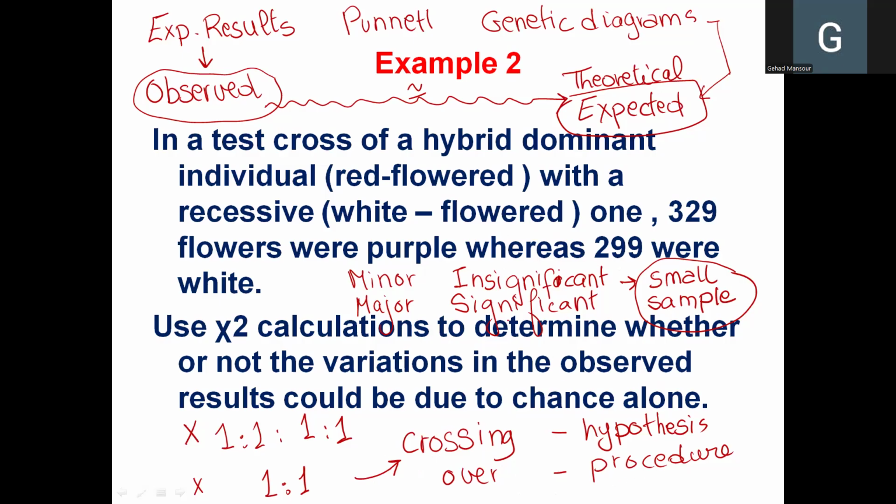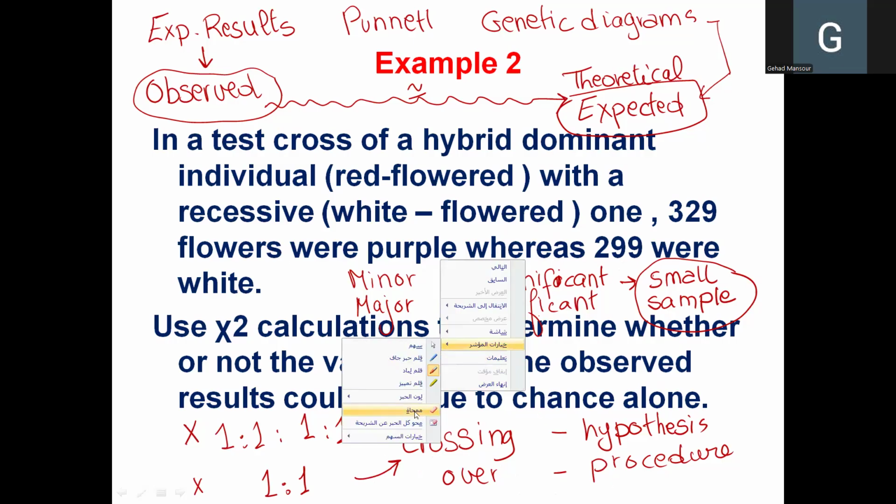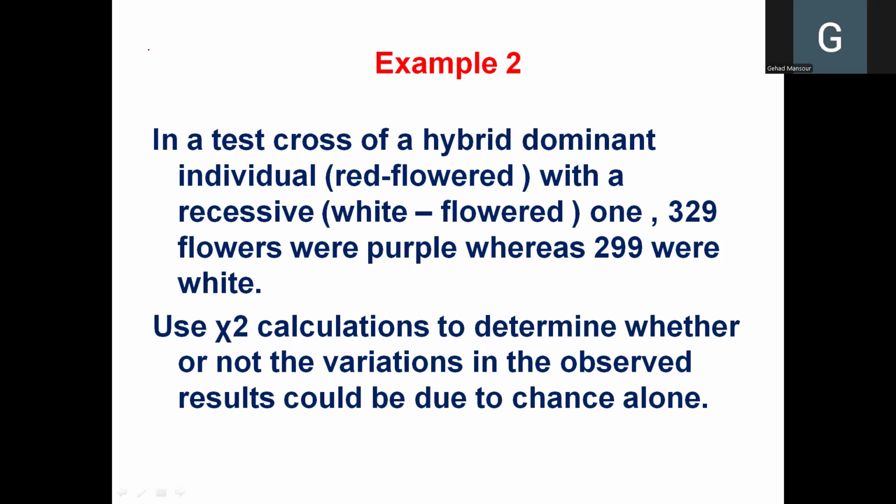Who will decide, or what exactly will decide whether the difference between the expected and observed results is significant or insignificant? It is the chi-square value, and it makes sense because the chi-square value, which we denote X², equals the sum, this symbol is sigma and it indicates the sum, of the observed results minus the expected results, squared, divided by the expected results.